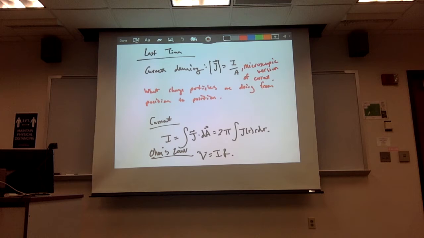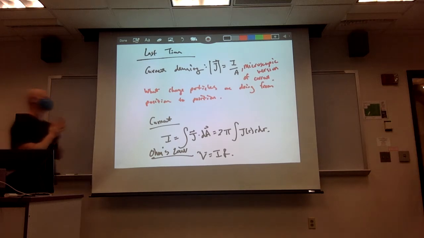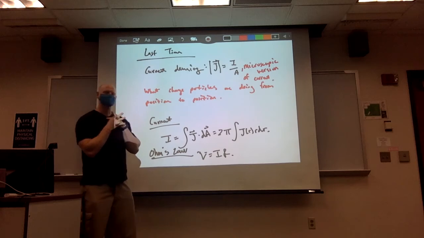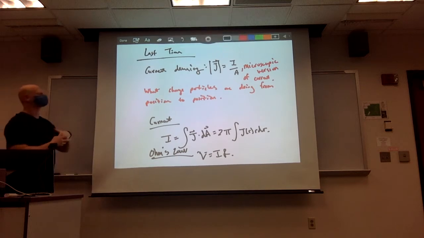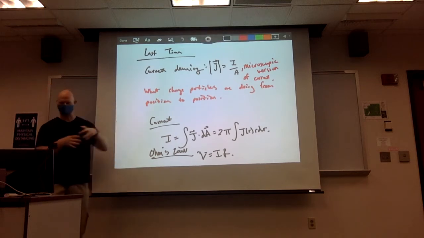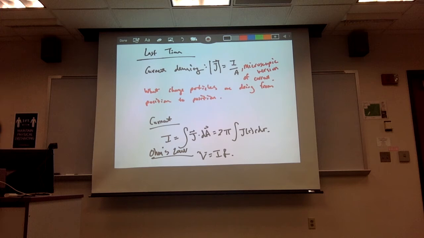Should be fantastic. Anyways, just to remind you what we talked about yesterday: we talked about current density. Again, we said current density is, at least magnitude-wise, equal to the current per unit area. This is the microscopic version of current. It looks at how the charged particles are moving from position to position inside of some sort of electrical element.